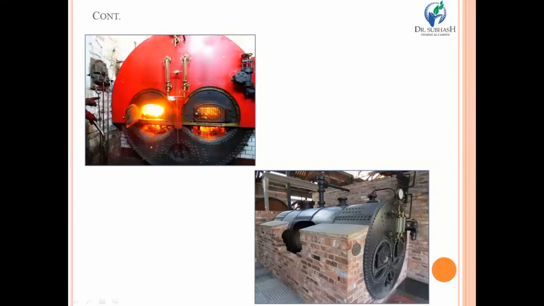Now, apart from this, a few instruments and mountings are also necessary. This is what we call a water level indicator. This is the feed check valve for feeding the water inside the water space of the boiler shell. And this is the masonry work. So this is the real geometry of the Lancashire boiler. Over here you can see that there is a pressure gauge.